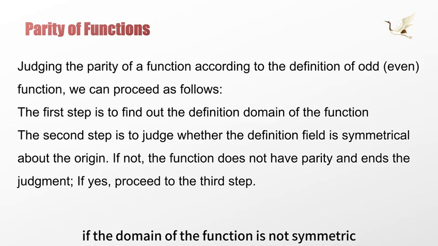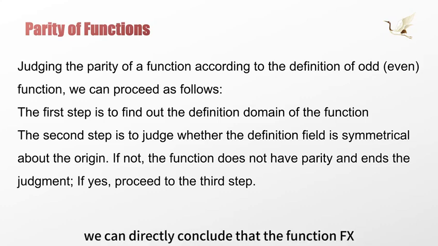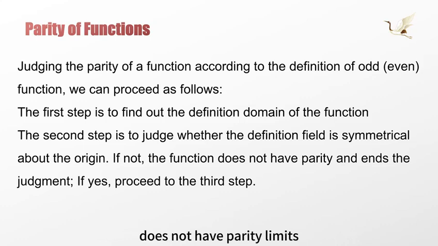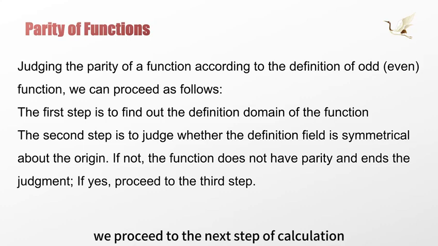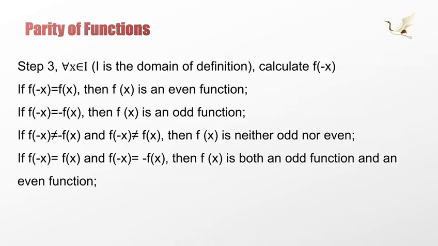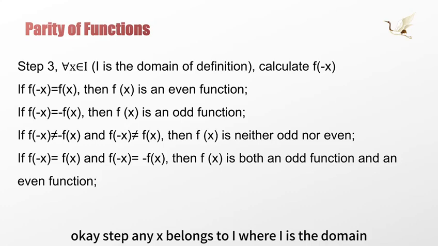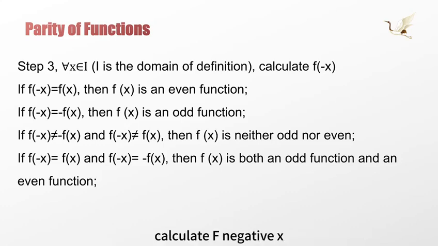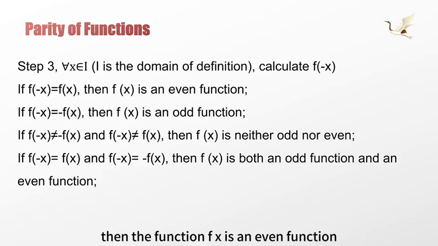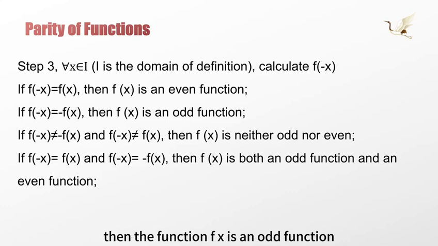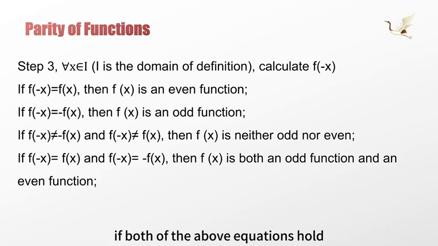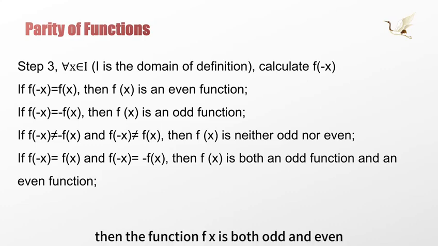If the domain of the function is not symmetric about the origin, we can directly conclude that the function f(x) does not have parity. If the domain is symmetric about the origin, we proceed to the next step of calculating f(-x). Step 3: for any x belonging to I, where I is the domain, calculate f(-x). If f(-x) equals f(x), then the function f(x) is an even function. If f(-x) equals negative f(x), then the function f(x) is an odd function. If neither of the above holds, then the function f(x) is neither odd nor even. If both of the above equations hold, then the function f(x) is both odd and even.